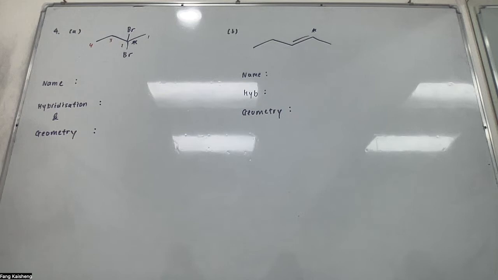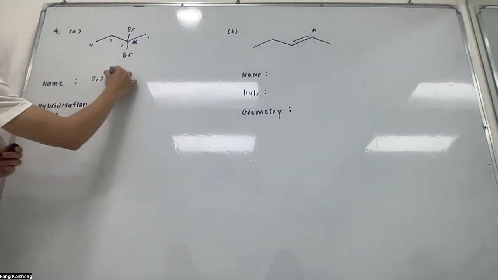So that's why you should start numbering from the right hand side. Next, what's next? How do you name the bromines? Bromine stands for bromo. How many bromines are there? 2. So it's called dibromo. But at the same time, you need to number their position. So it should be 2-dibromo.